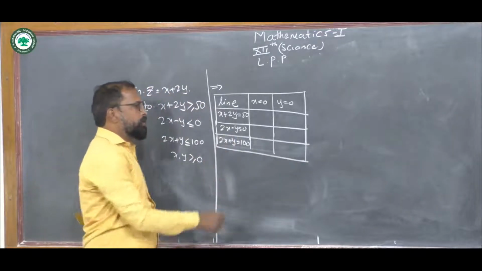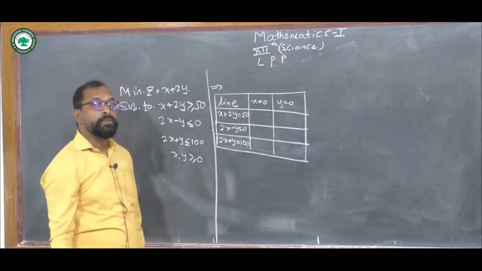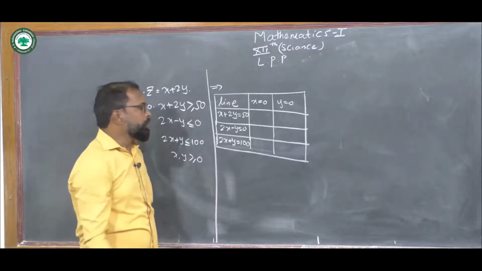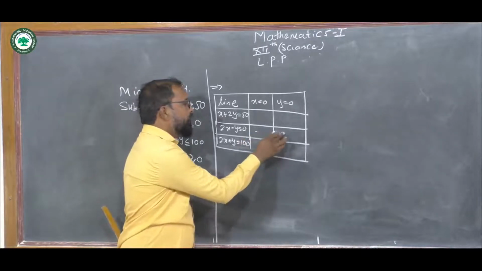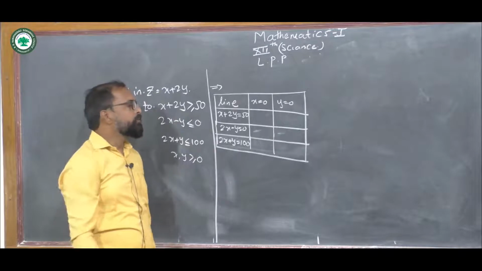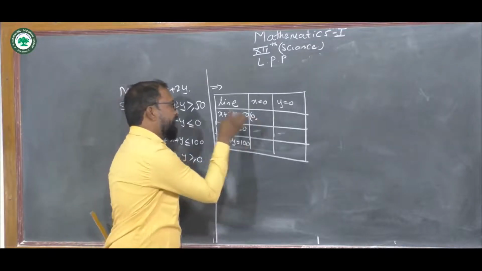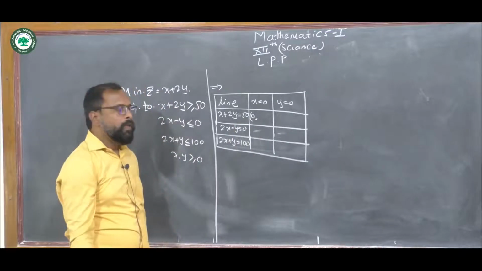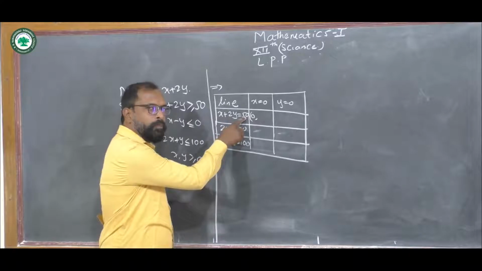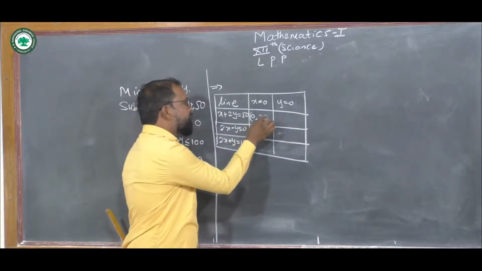Now clearly here the line 2x minus y passes through the origin. So here we can find the 2 points by putting different values of x and y. Now for the first line, suppose we put x equals to 0. When we put x equals to 0, we get 2y equals to 50, which gives y equals to 25.